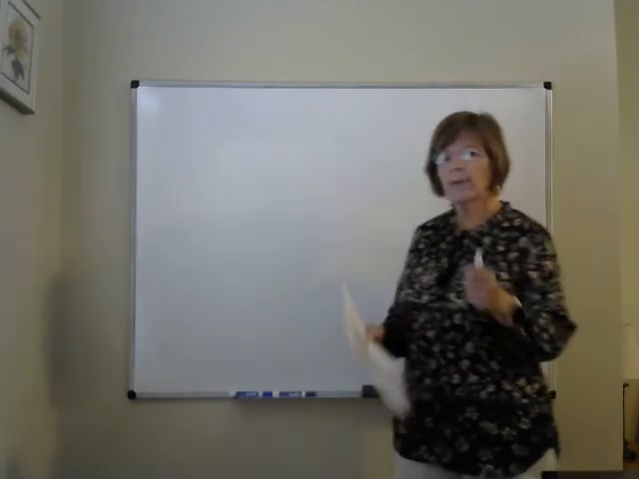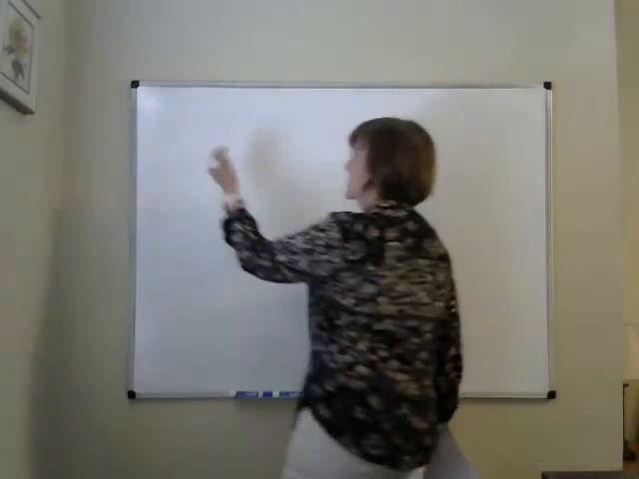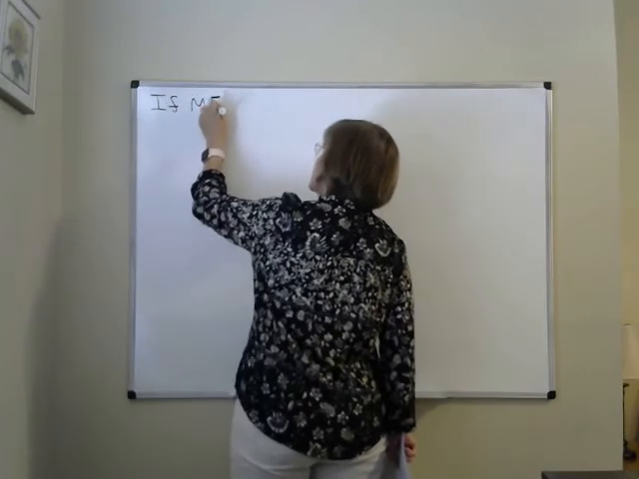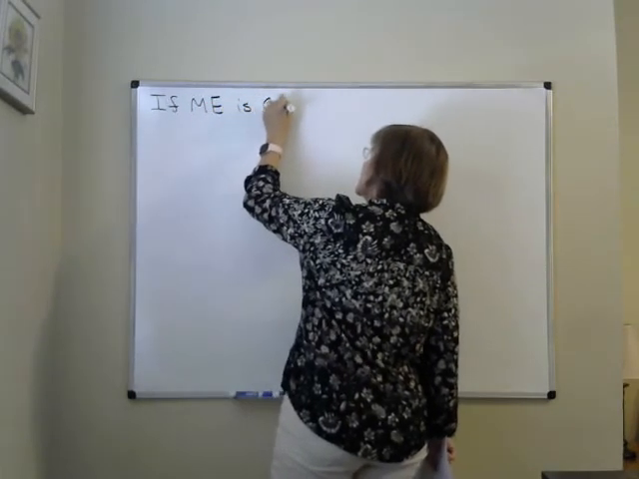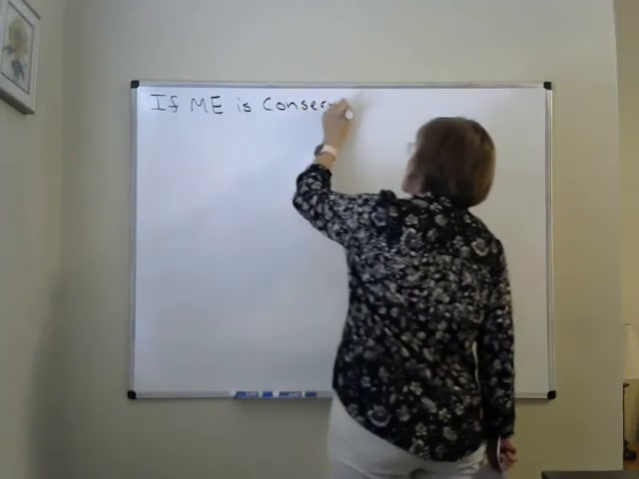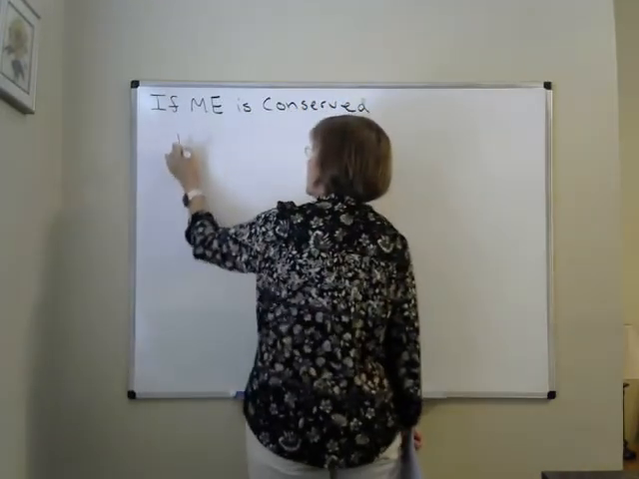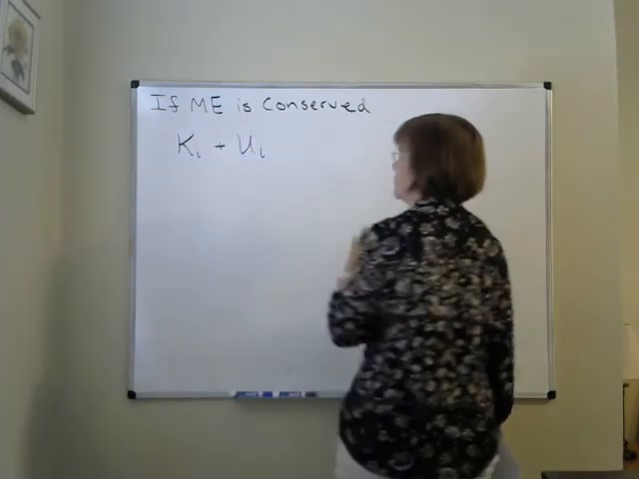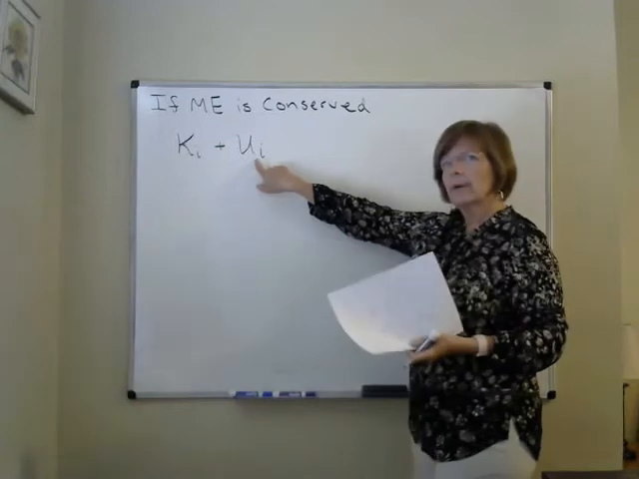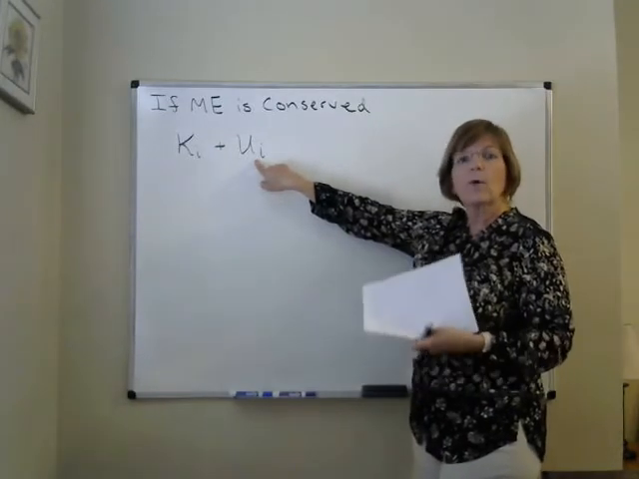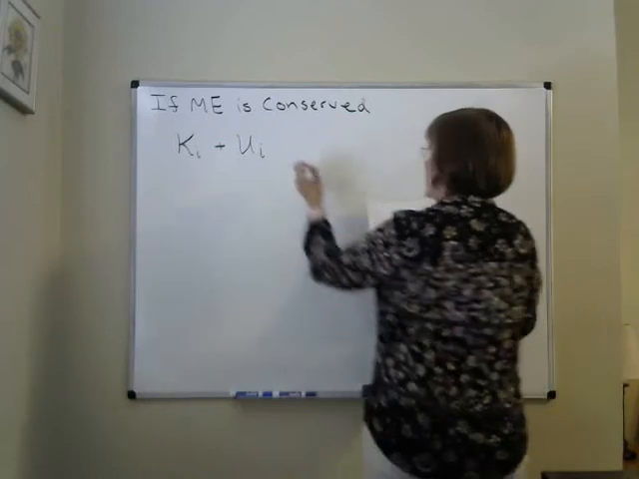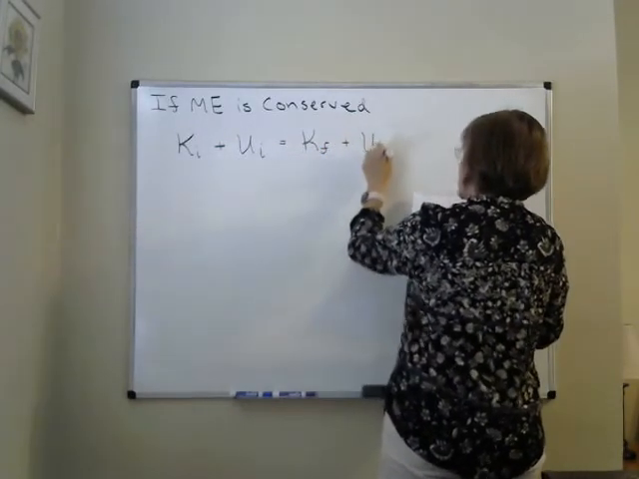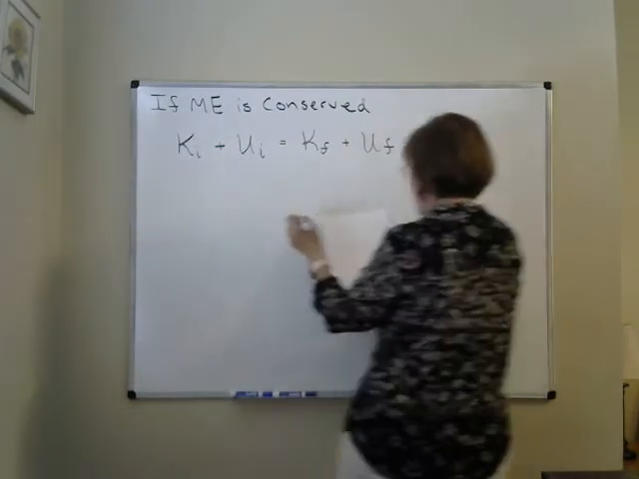Now, if mechanical energy is conserved, then we have a situation where the initial kinetic energy plus the initial potential energy, and this could be gravitational, elastic, or both, will equal the final kinetic energy plus the final potential energy. So let's look at an example.